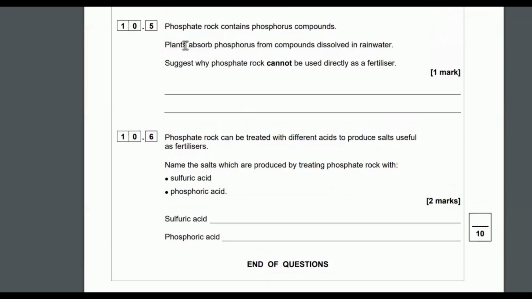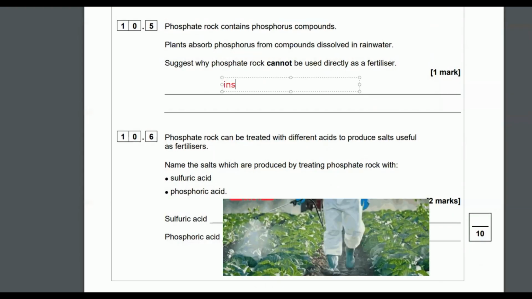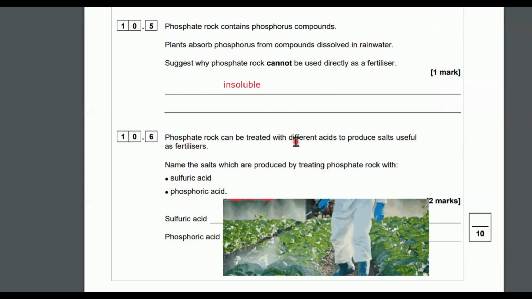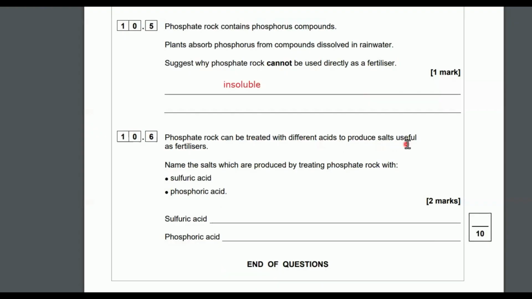Right, moving on. Phosphate rock contains phosphorus compounds. Plants absorb phosphorus from the compounds dissolved in rainwater. Suggest why phosphate rock cannot be used directly as a fertilizer. And the answer is that it is insoluble. So that would be the reason why you can't use it as a fertilizer, because it doesn't dissolve in water, so you can't spray it on your crops.